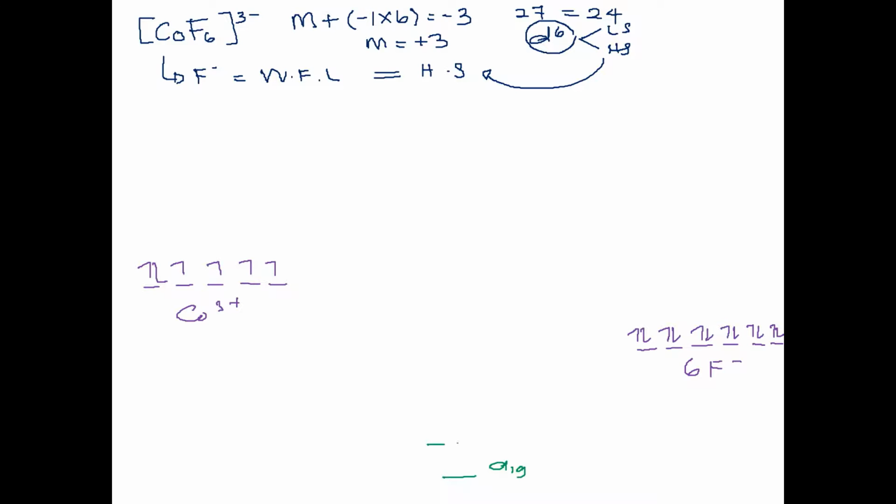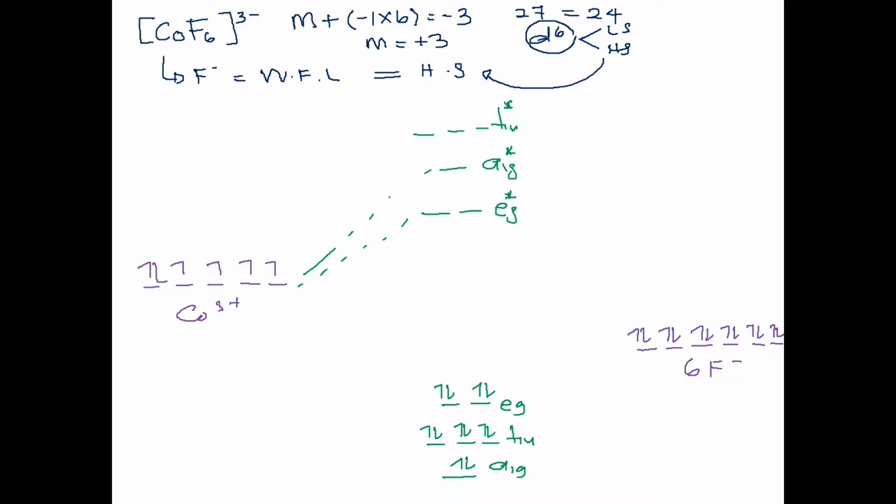A1g, t1u, and then your eg. So 1, 2, 3, 4, 5, 6, 7, 8, 9, 10, 11, 12. And then it must have the anti-bonding: the eg star, a1g star, and t1u star, the anti-bonding. Ni buatlah. Ini.